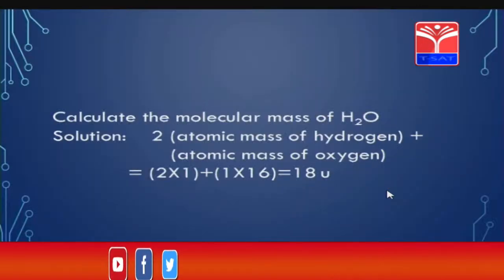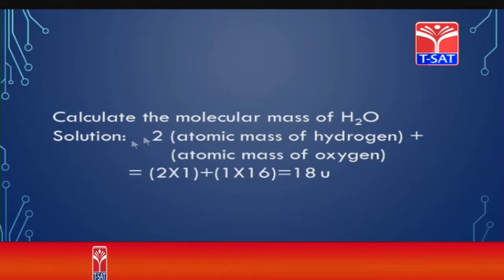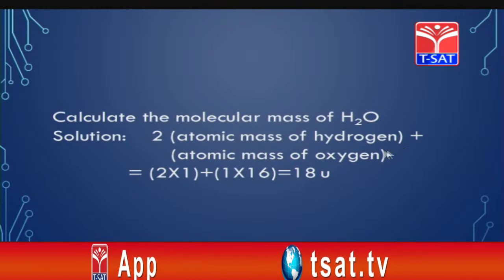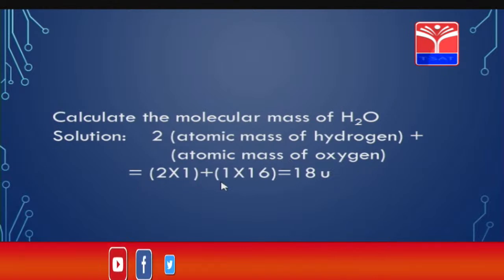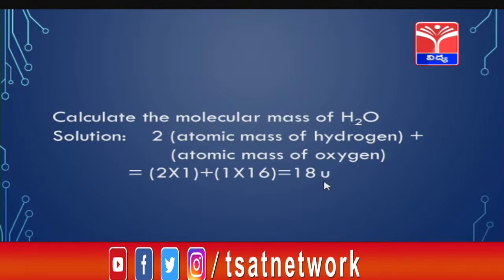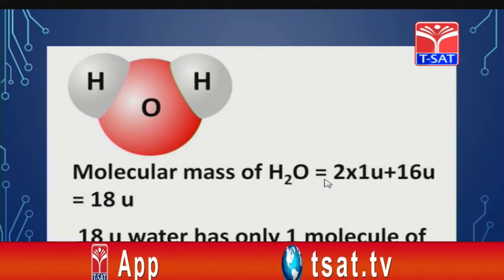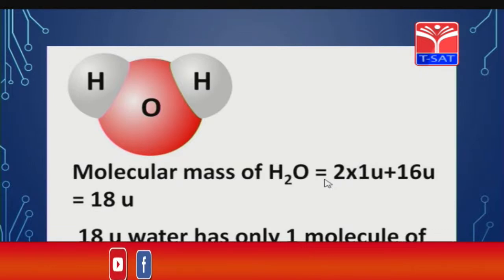Now, calculate the molecular mass of a water molecule. The formula of the water molecule is H2O, 2 hydrogen atoms and 1 oxygen atom. So, how are we going to calculate the molecular mass? 2 into the atomic mass of hydrogen plus 1 into the atomic mass of oxygen, and that can be written as 2 into 1 plus 1 into 16, and that gives rise to 18 u. Children, the molecular mass of hydrogen is 2 into 1 u of the hydrogen atomic mass plus 16 u, that is the atomic mass of the oxygen atom, and if you add together we will get 18 u.